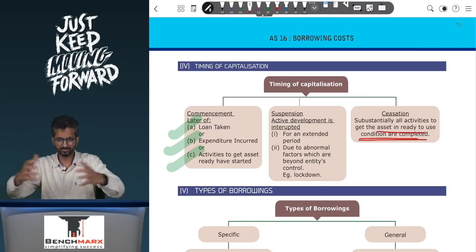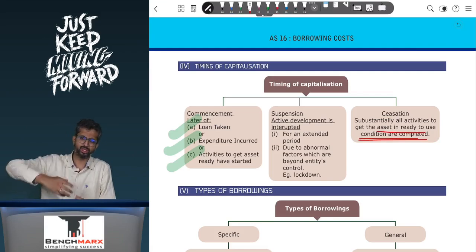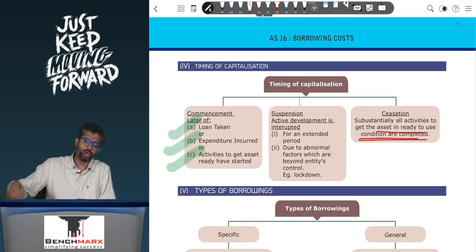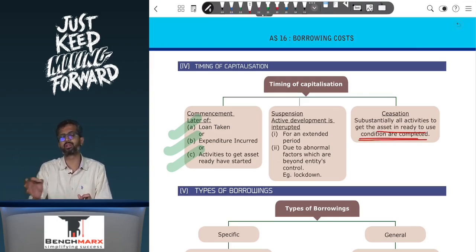That is, let's say there's a project and there are 10 towers and these towers will be ready phase wise. Now if phase 1 is completed, let's say 2 towers are completed, you can very well stop capitalization on those 2 towers while you continue capitalization on the remaining towers which are still being constructed. So if your asset gets ready for use in parts, then you can cease capitalization pro rata, that is partially in parts as well. So this is regarding cessation.